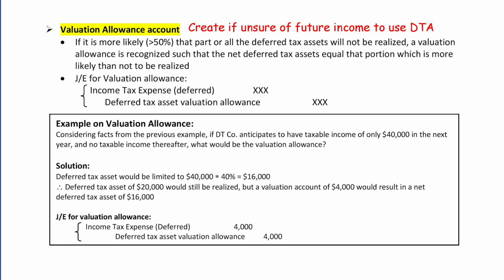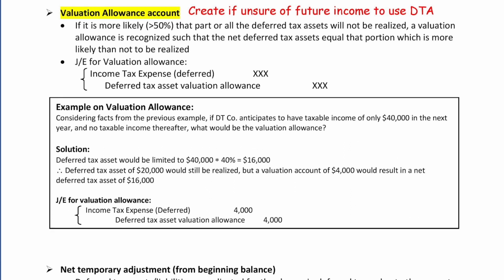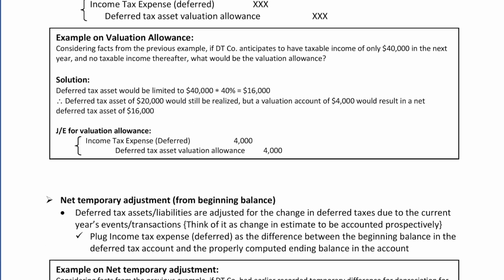Now looking at the example there, it says considering facts in the previous example regarding deferred tax assets, if the company expects to have a taxable income of only $40,000 in the next year and no taxable income thereafter, what would be the valuation allowance? Now in that case, the deferred tax asset should be limited to the $40,000 taxable income times 40% future tax rate, $16,000. But we created a deferred tax asset of $20,000. That is why we're going to create a valuation allowance account, a contra asset to those deferred tax assets, for $4,000. Look at the journal entry there.